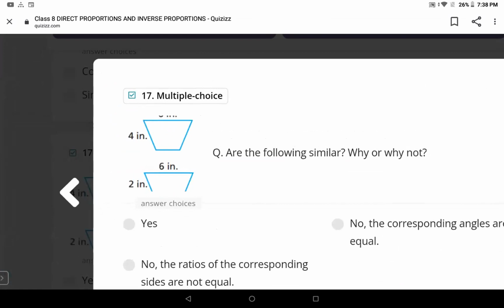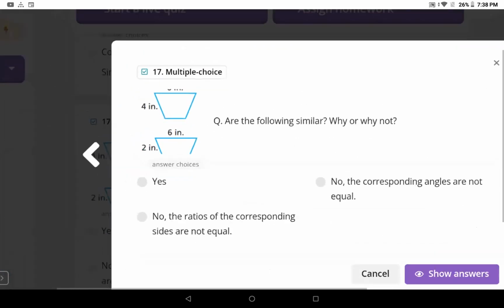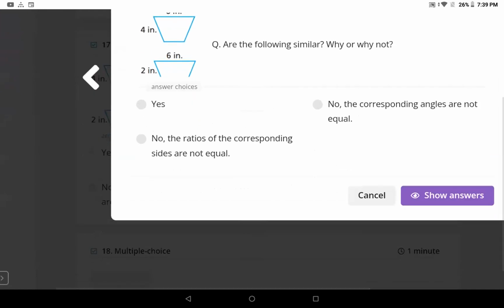See, ma'am, the ratios of the corresponding sides are not equal. Inaya, are they similar figures? No, ma'am. I answered C, which was right, and it says the ratios of the corresponding sides are not equal. Why? Because 6 twice becomes 12, right? But it is given as 6 only. Yes, ma'am. Very good, very good.